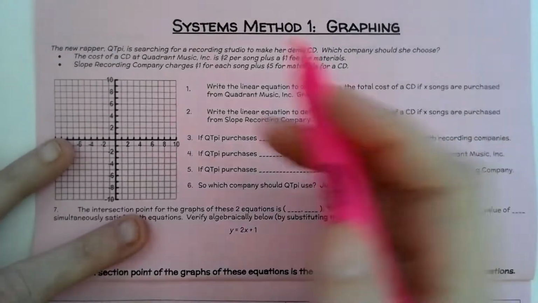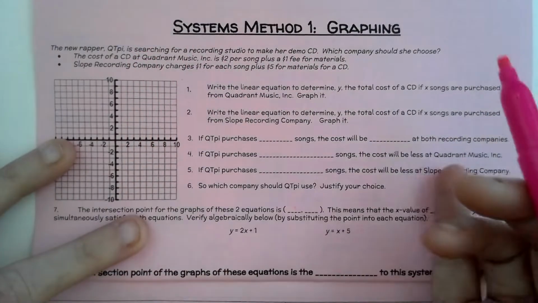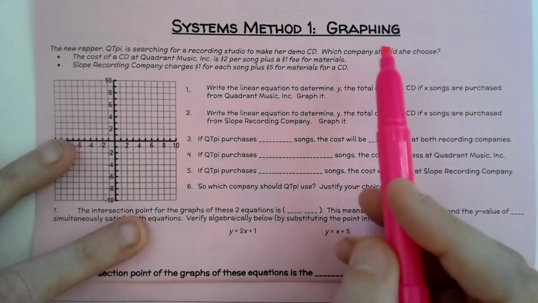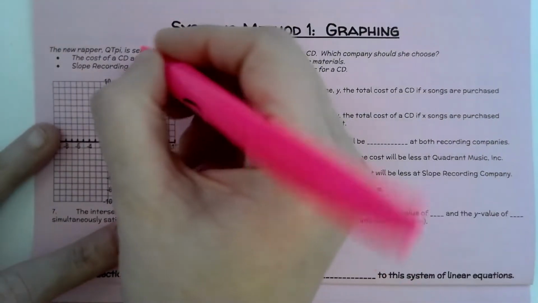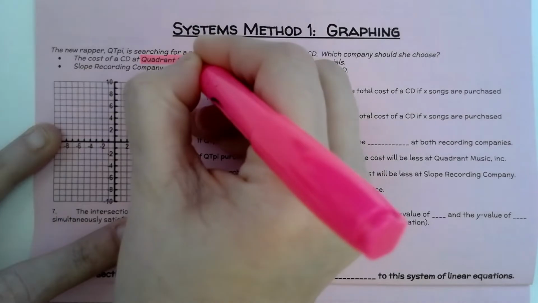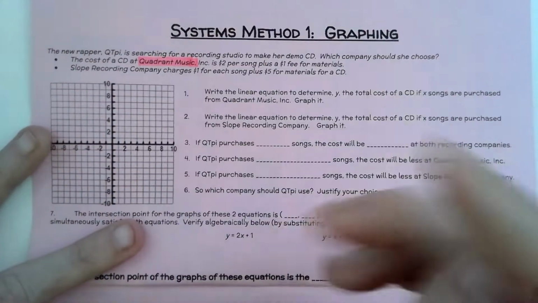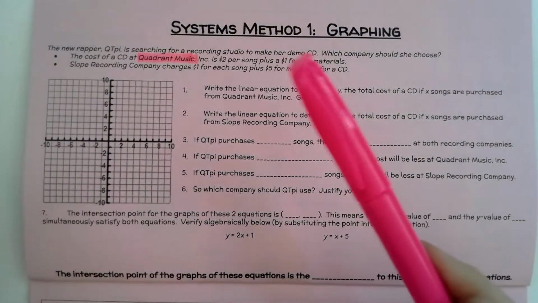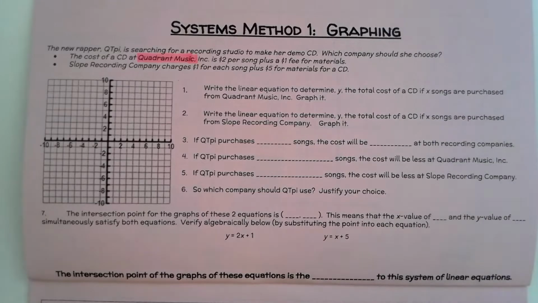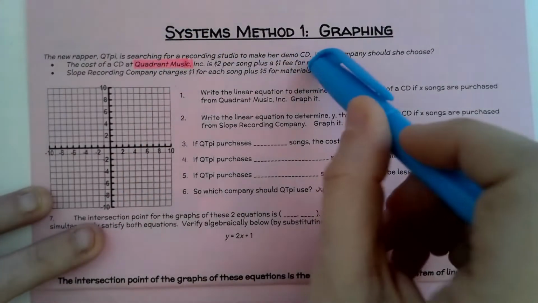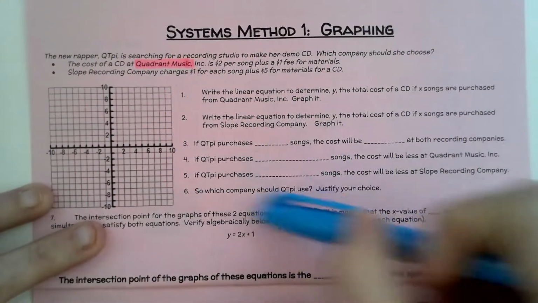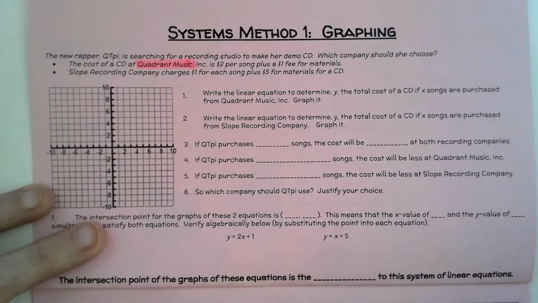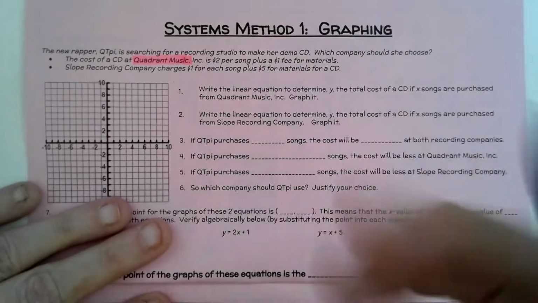is anytime we see, they're asking us, the question is, which company should she choose? So I'm going to look for the companies. Well, the first company I see is Quadrant Music. Okay. So anytime I see Quadrant Music, whatever color I use to highlight it, I'm going to highlight it in that color to help me keep track of it. Because again, they might ask me where the lines cross, but they might ask me something else, and we're going to see some examples of that here in a minute. Okay, so all that to say, let's get started with this.